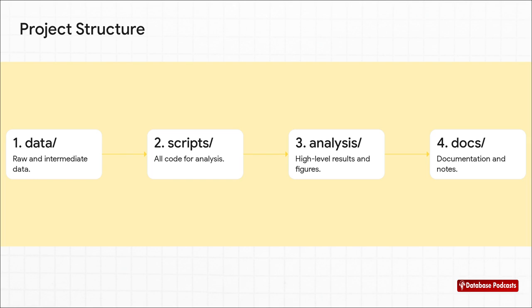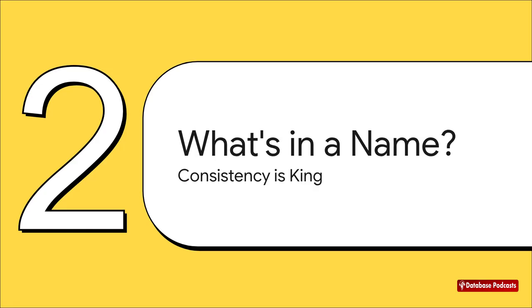Next, analysis. This is for your final outputs, the beautiful charts, the summary tables, the reports, the stuff you actually show people. And finally, a docs folder for all your notes and documentation. Just this simple separation of concerns is your first giant leap towards project sanity and true automation. Let's keep building on this.